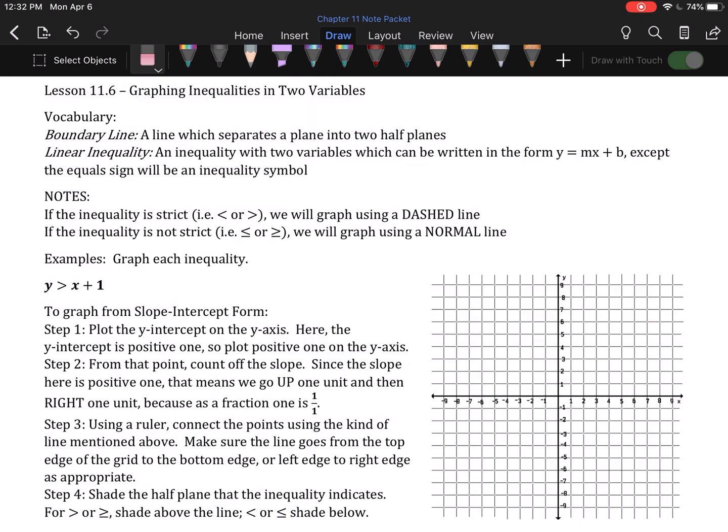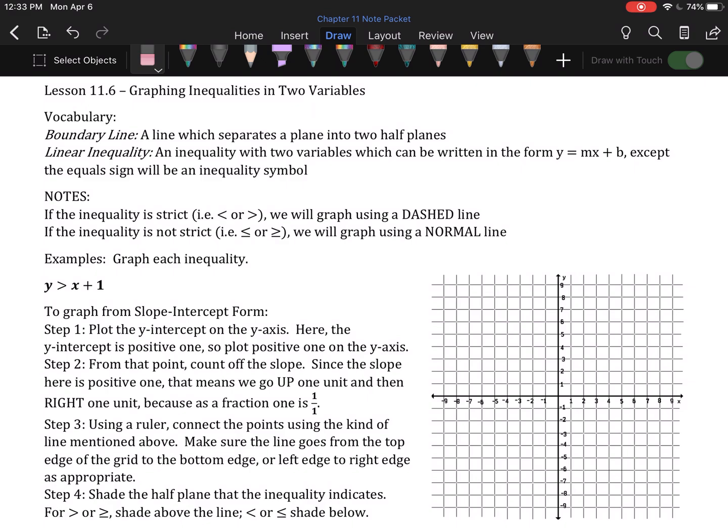Okay. So graph the inequality: y is greater than x plus 1. So first thing we need to do is graph something out of slope-intercept form, because even though your book assumes we've done this, we haven't. So I don't need an xy table to graph. With slope-intercept form, I can do it in 2 steps.